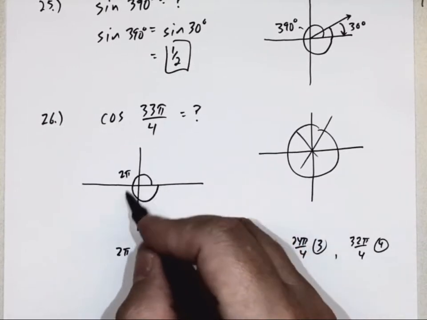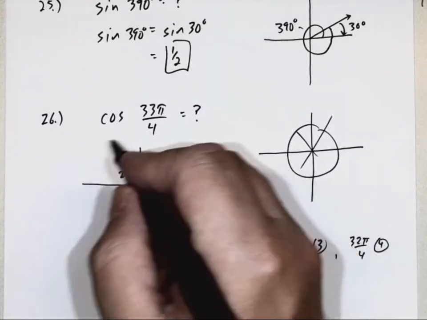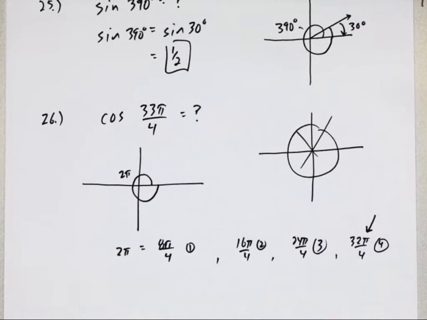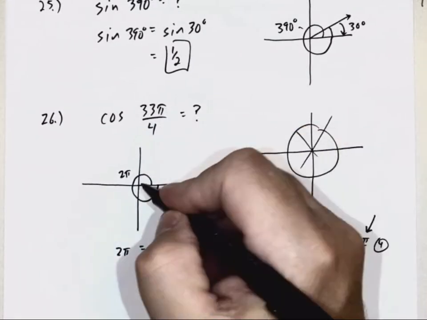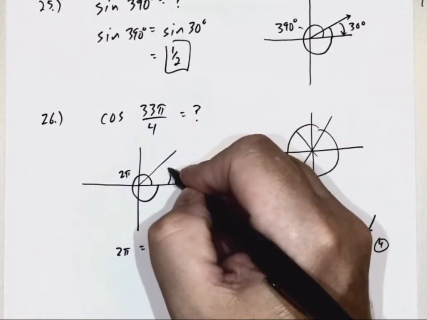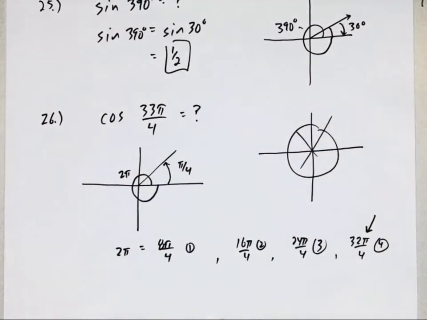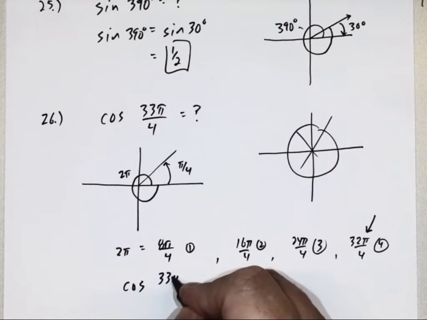So I'm not going to draw it here because it probably gets too messy, but I have to make 4 trips around the unit circle. When I make 4 trips around the unit circle, my angle is 32 pi over 4. And now, what I have left is pi over 4, which is this. So once again, these are like coterminal angles.